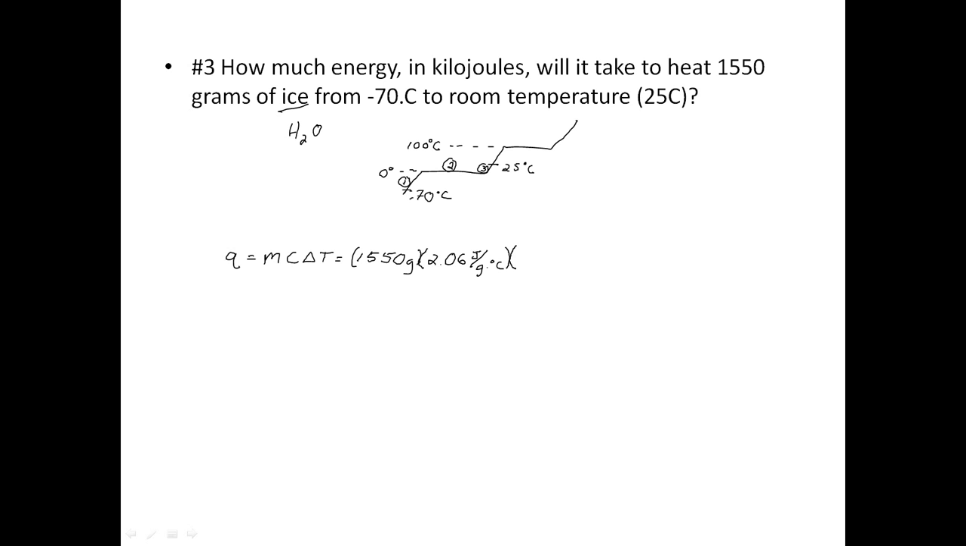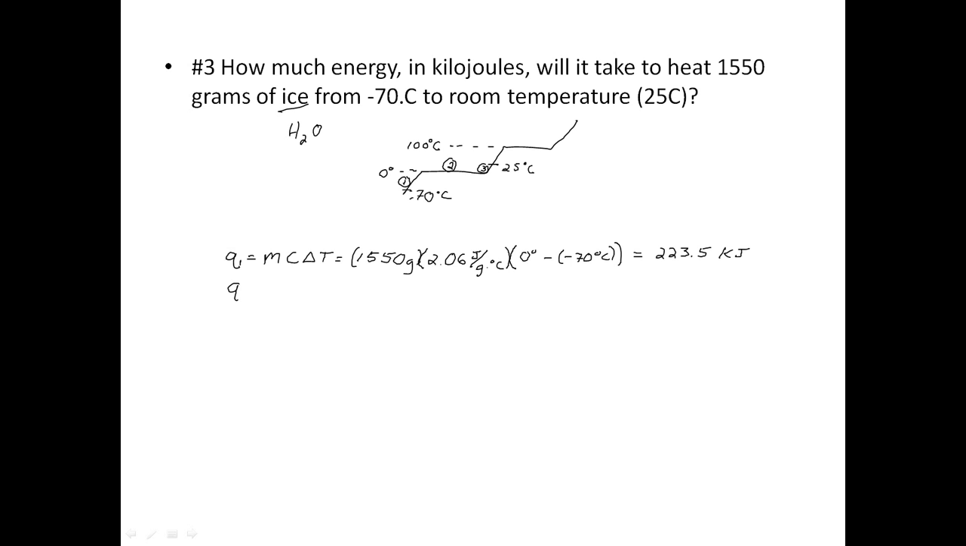Then we have our delta T. Well, we see T final is 0 because we're only calculating this section, and we're only going from the negative 70 up to the freezing point. Minus a negative 70, so it is going to be a 70 degree temperature change. We plug all those numbers in, and we get 223.5 kilojoules. So that takes care of the first step.